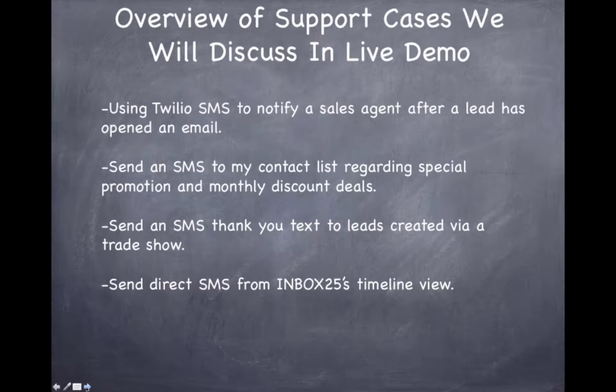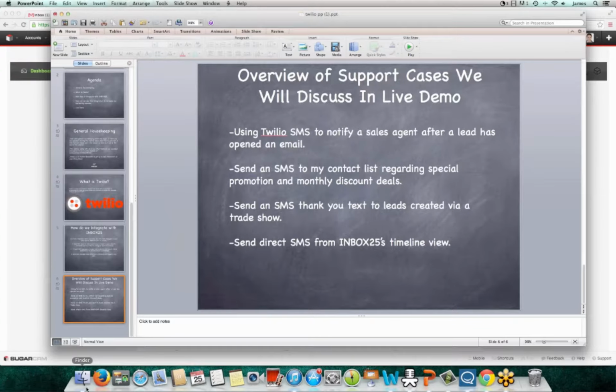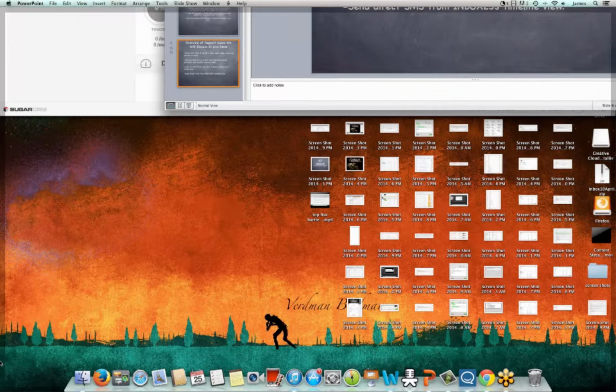Today we're going to have an overview of all the use cases we're going to discuss in the live demo. The first one is using Twilio SMS to notify a sales agent after a lead has opened an email. The second is sending an SMS to my contact list regarding special promotions and monthly discount deals. The third is sending an SMS thank you text to leads created via a trade show. And finally, we're going to send a direct SMS from an Inbox 25 timeline view. That's it for the very brief slide deck. Now we're going to move into the live demo and jump into actually getting your integration up and running with Twilio and Inbox 25.